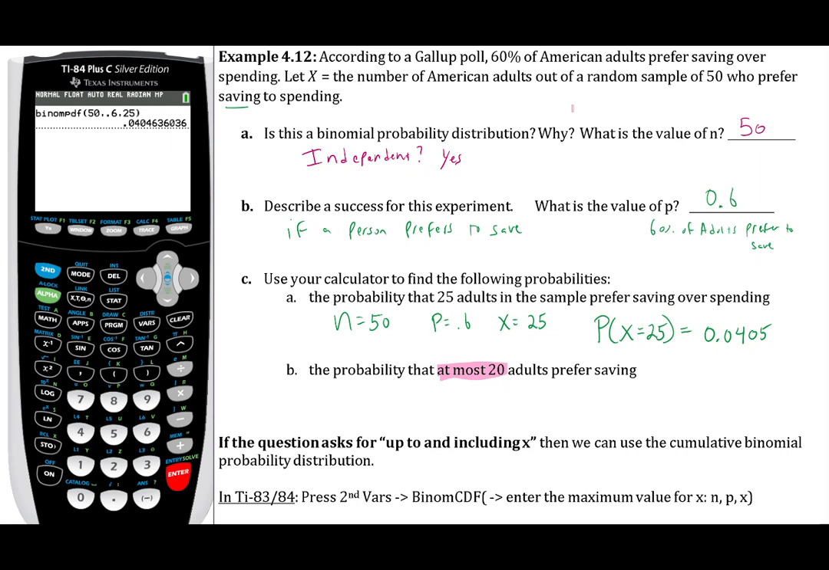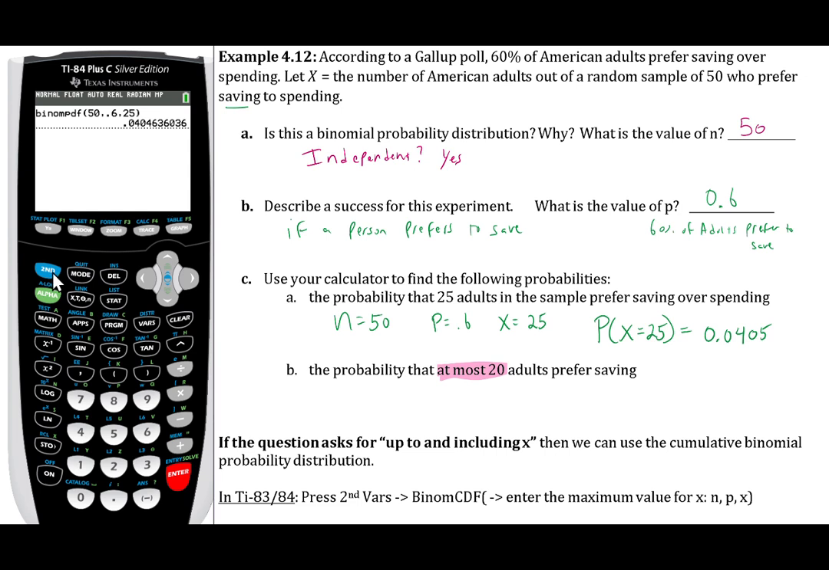So we can use the cumulative binomial probability distribution. If the question asks for up to and including X, as it does here, not in the exact same words, but at most 20 is the same thing as up to and including 20, then we can use the cumulative binomial probability distribution. The cumulative in the TI-84 is the binomcdf.